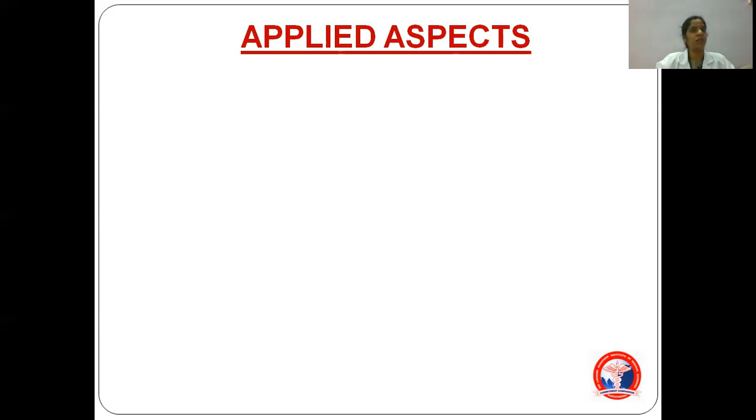Within blood supply, we discussed the renal circulation. Then we have discussed the lymphatic drainage, nerve supply, everything. So whenever we study, we have to apply this. What are its functions? If it gets affected, what will be the results? What happens? What disease will happen? That we are going to discuss as applied aspects in the kidney.